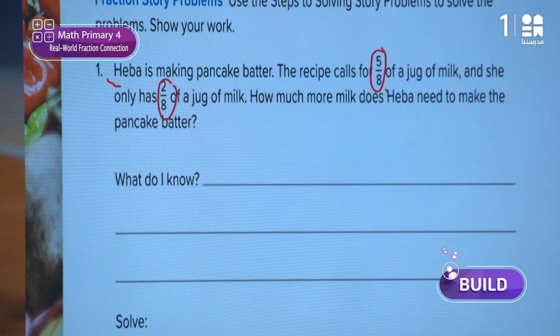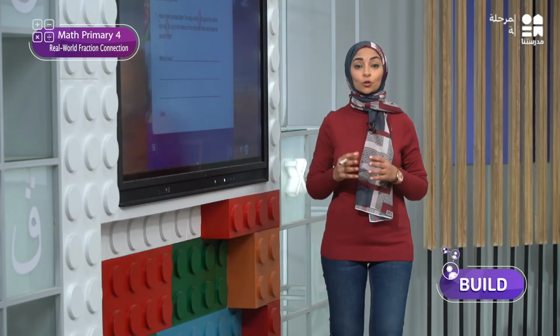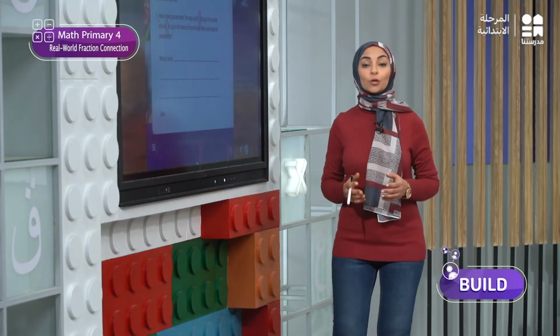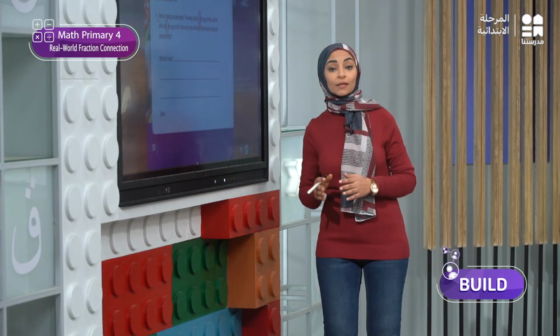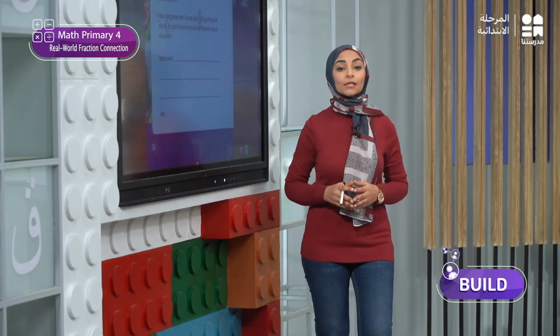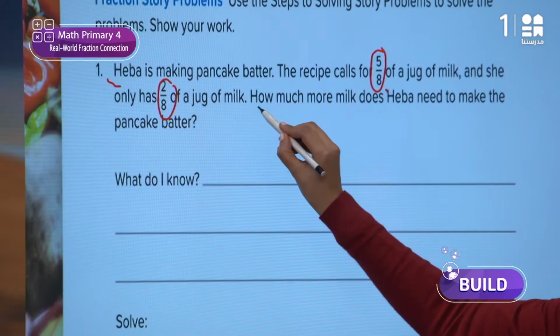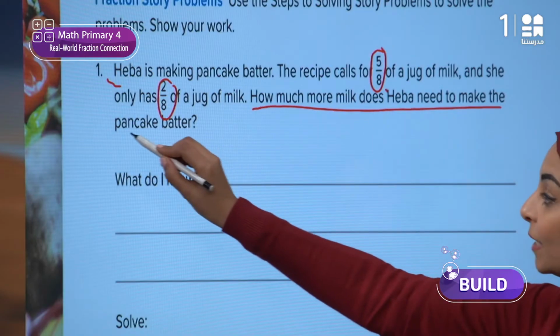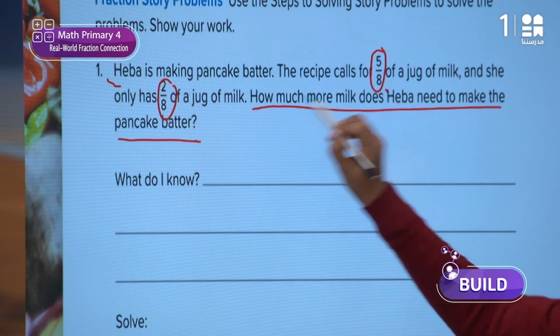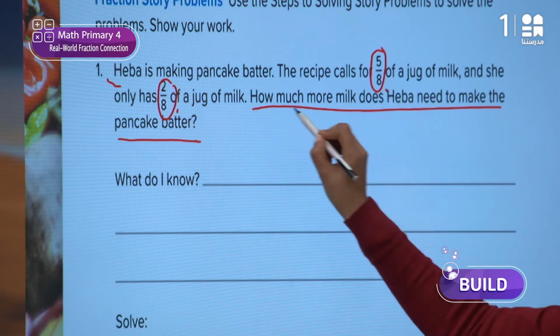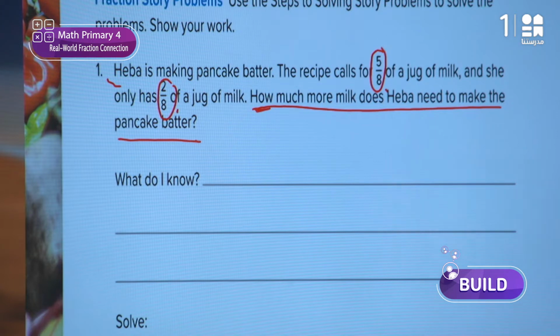These are the two fractions I have. Then we will identify what is required from me. So what does the question say? It says, how much milk does Heba need to make the pancake batter. So I will underline the question, as we see here. First, I circle the fractions or numbers that I have. Second, I underline the question.